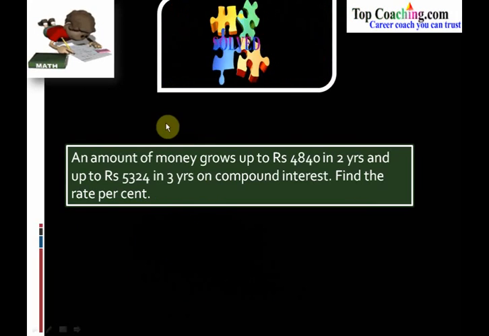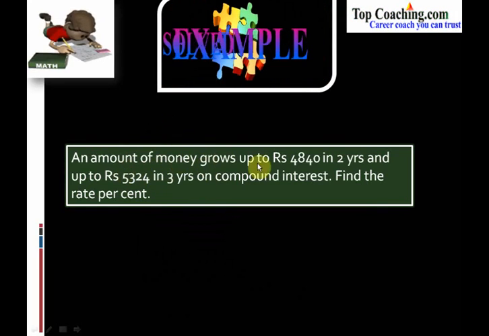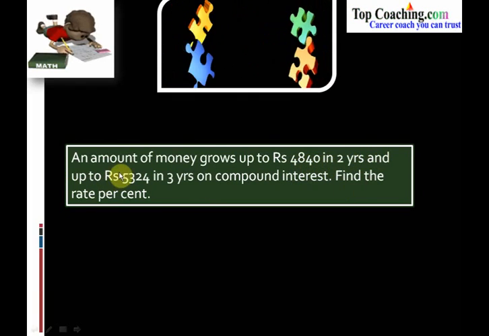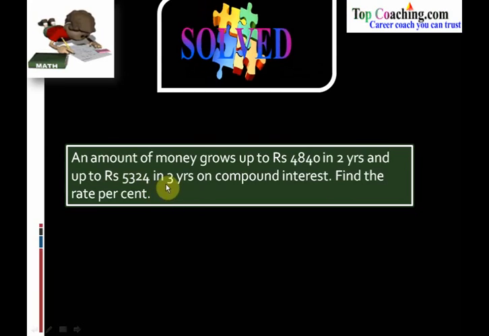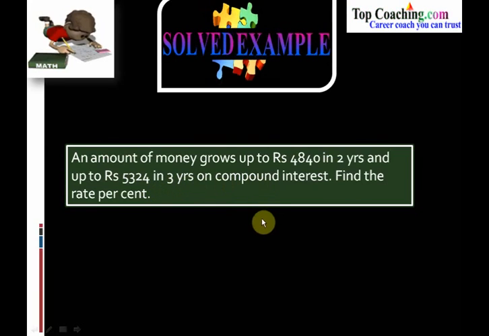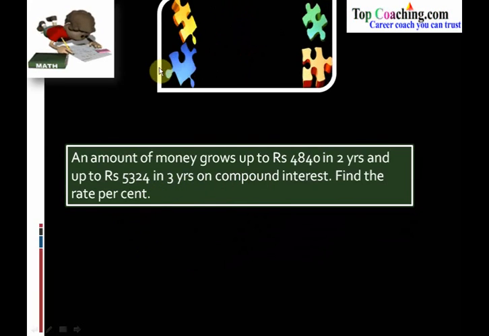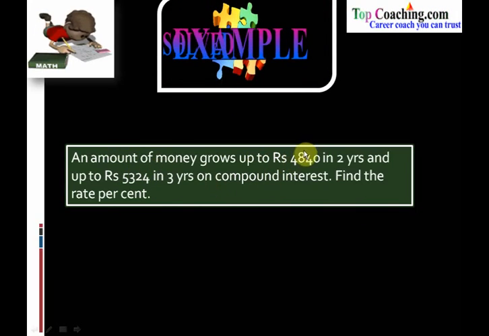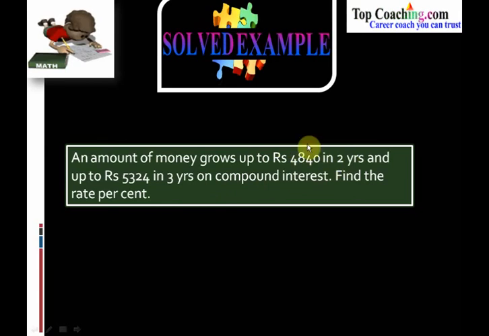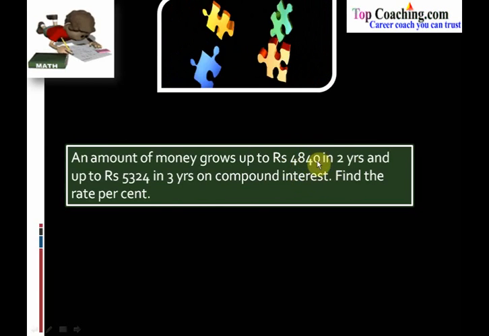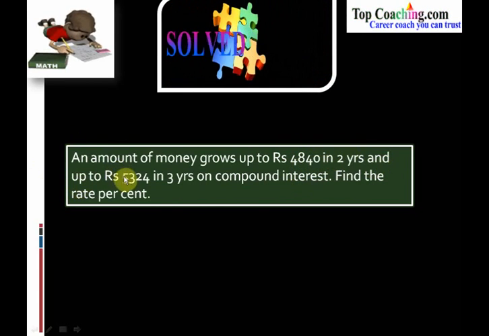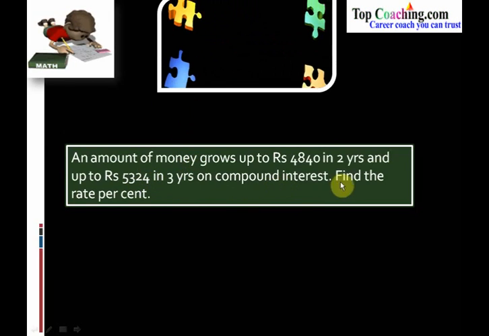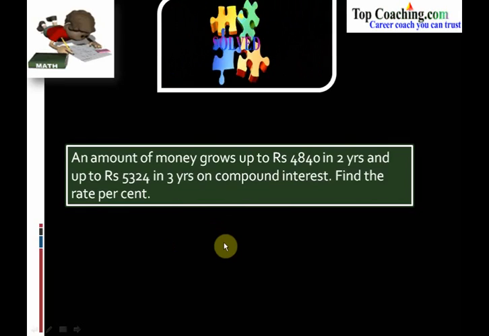Let's solve the next problem, and it says that an amount of money grows up to Rs. 4840 in 2 years and up to Rs. 5324 in 3 years on compound interest. Find the rate percent. So in this very problem, it has been given that an amount of money grows up to Rs. 4840 in 2 years, that is, the amount becomes 4840 in 2 years and up to 5324 in 3 years on compound interest. We have to find out the rate percent.